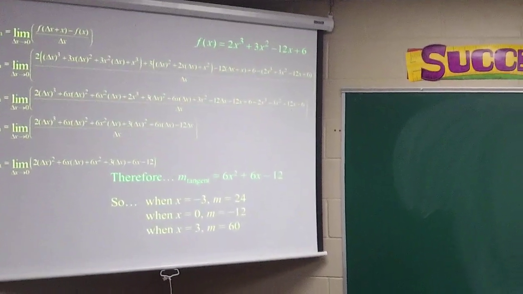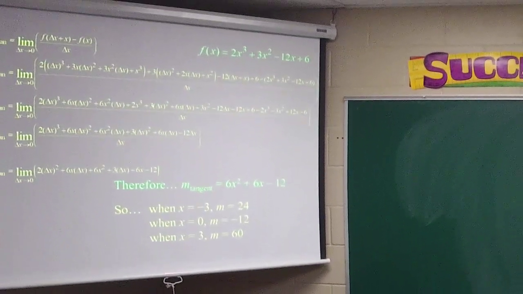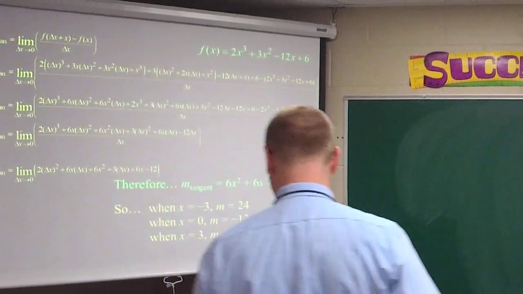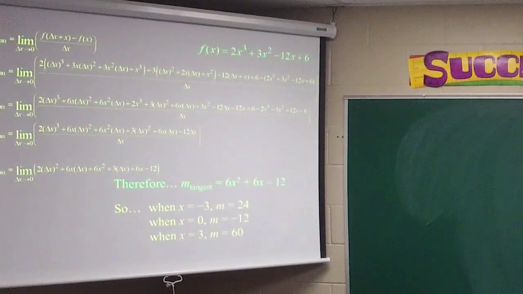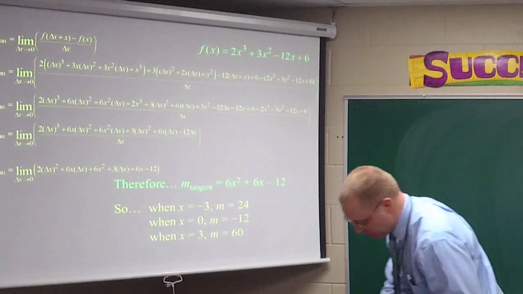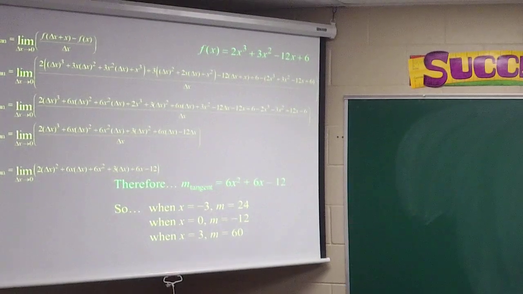How'd you do? Did you get those? Did you get that first derivative? 6x squared, positive 6x, negative 12? And so the three slopes were 24, negative 12, and 60. Great job. Look at letter F.